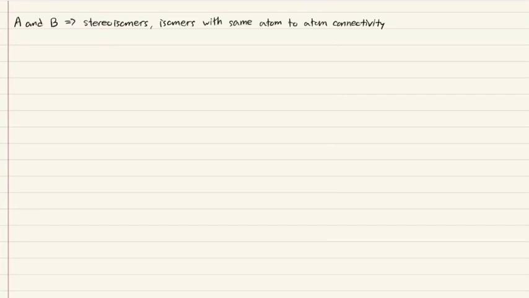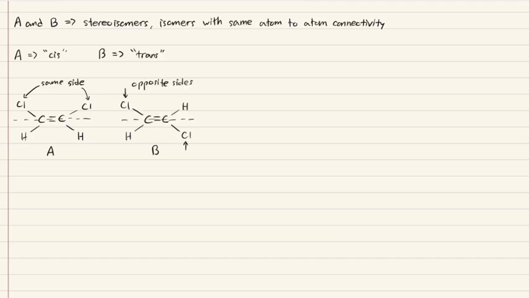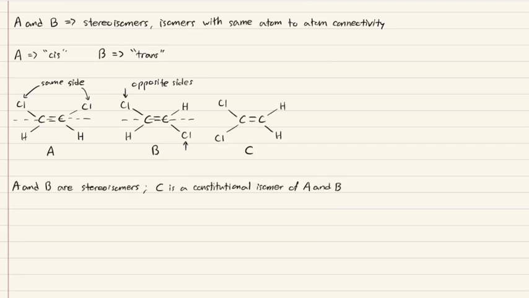A and B are stereoisomers, isomers with the same atom-to-atom connectivity. A is cis-1,2-dichloroethylene because the two chlorines are cis or on the same side of the double bond, and B is trans-1,2-dichloroethylene because the two chlorines are trans or on opposite sides of the double bond. A and B are stereoisomers, and C is a constitutional isomer of A and B.